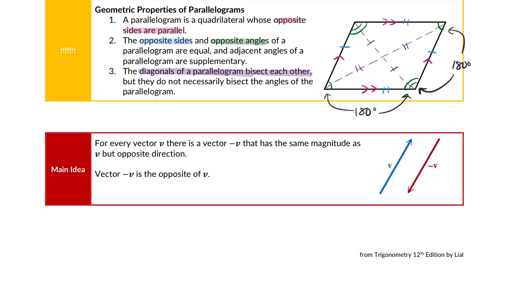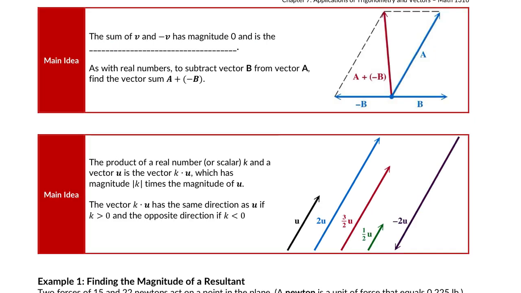there is a vector, negative v, that has the same magnitude but an opposite direction. So do you see how these go one direction, same length but the opposite direction? Those are called opposite vectors. What's nice, though, is that we have one more vector that's special called a zero vector.